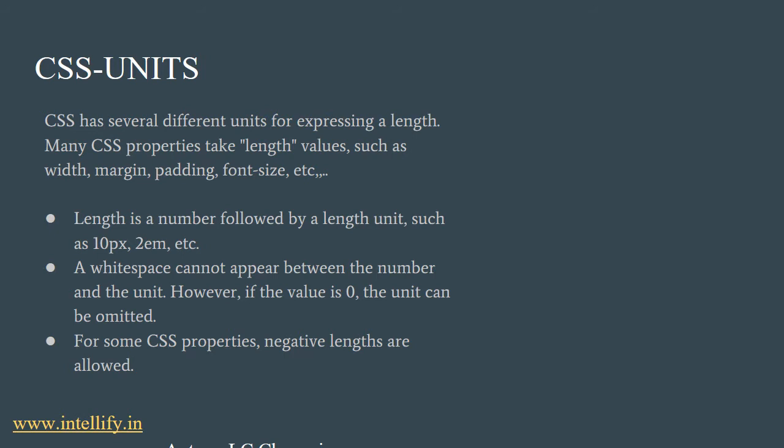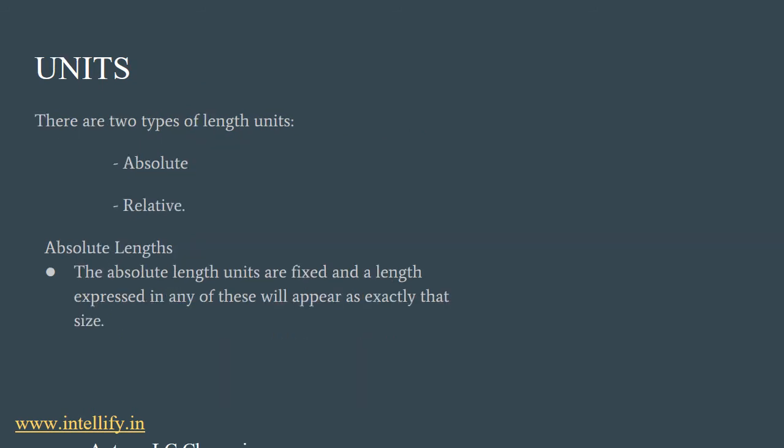So what are absolute units? Absolute length units are fixed in relation to each other. They are highly dependent on the output medium, so are mainly useful when the output environment is known. The absolute units consist of physical units such as inches, centimeters, millimeters, points, picas, etc.